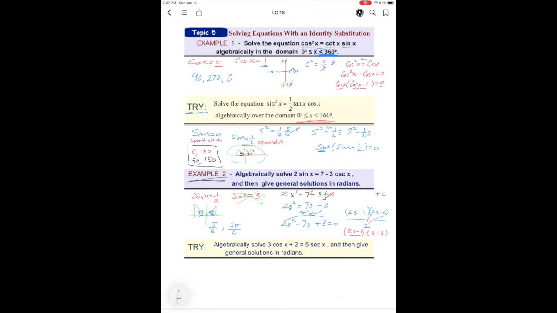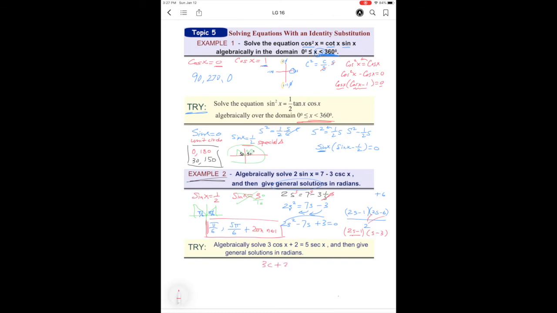5 pi over 6 plus, because here's the general solution, so I'll do a different color, 2 pi n, n an integer. Okay? And you'll start seeing patterns when you get to solving these guys.